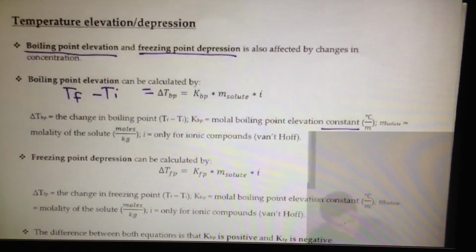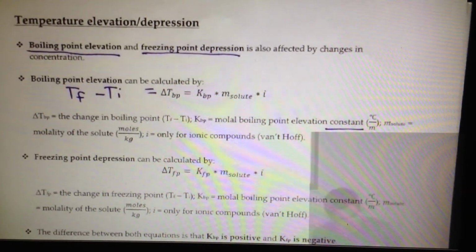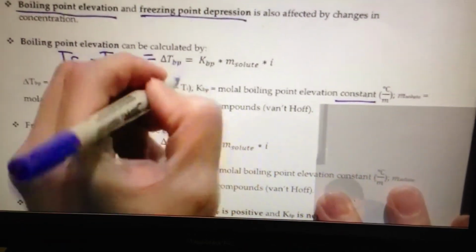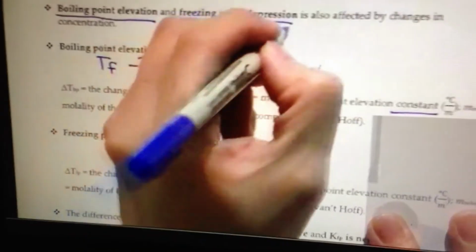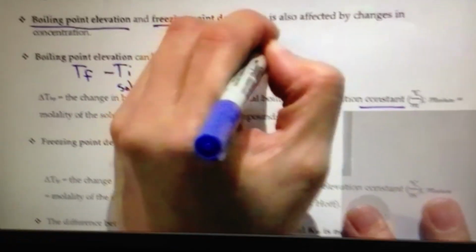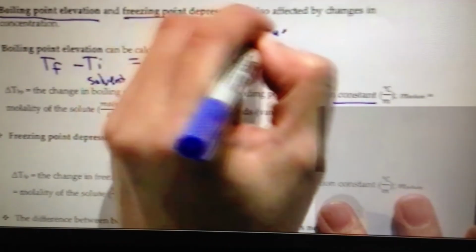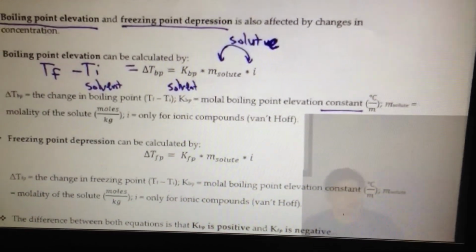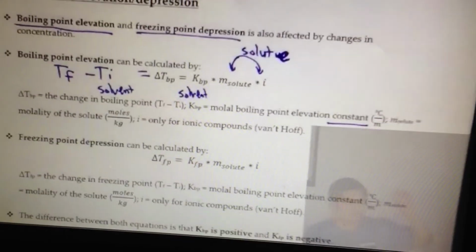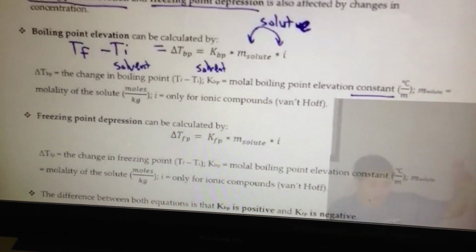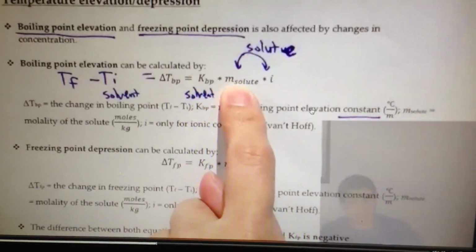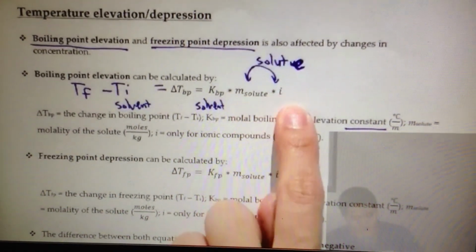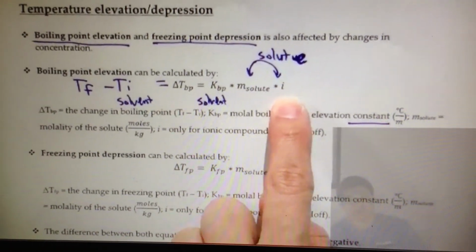Now, a couple of things I want to point out. T initial is based on the solvent. KBP is based on the solvent. M and I are based on the solute. If I said 2 molar, that means the solute has 2 moles. Is everybody good with that? Same thing with molality. If I said 2 molals, that means the solute has 2 moles. So that's why I say it's based on the solute. I is again based on the solute, whatever you're putting in.